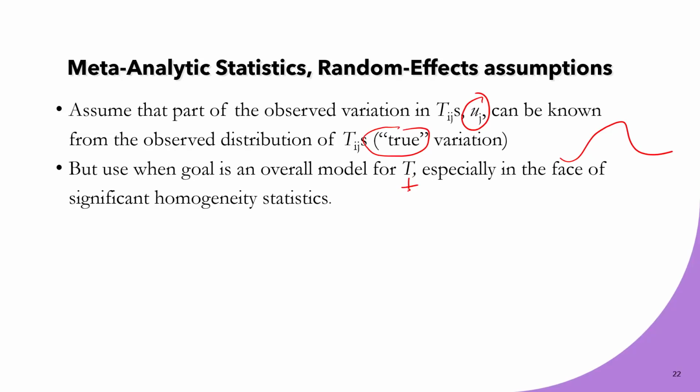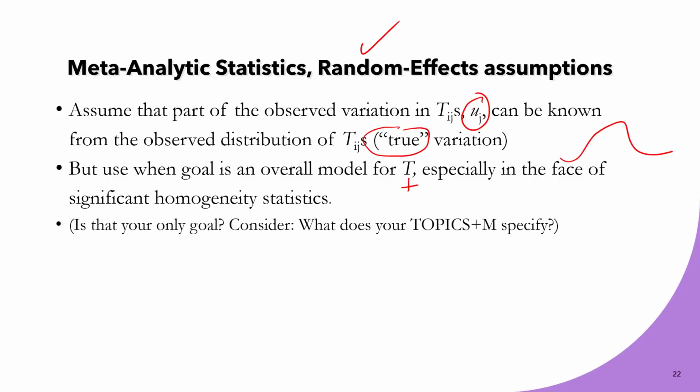If you want an overall model for the mean and you have significant homogeneity statistics, then usually convention favors the random effects assumptions. Okay. So is that your only goal? I mean, if you have significant homogeneity statistics, it's telling you something is going on in your database. And so I would take you back to step one.